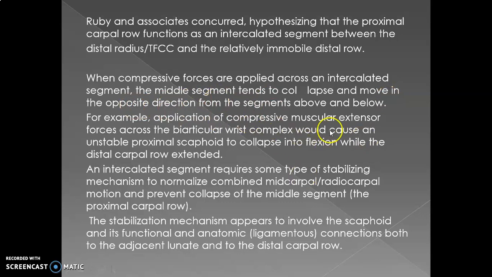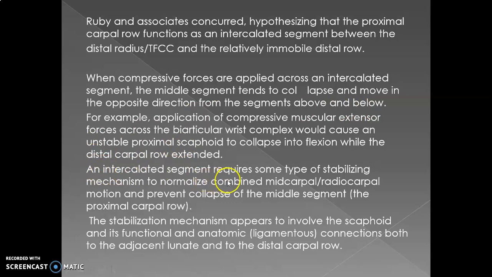So during extension, what should it do? The other two segments, the distal carpal row, will move to extension. But what will happen to the scaphoid, which is in the proximal carpal row? It will go into flexion. So that is what you have to understand. It will move opposite to the direction of the movement of the wrist joint.